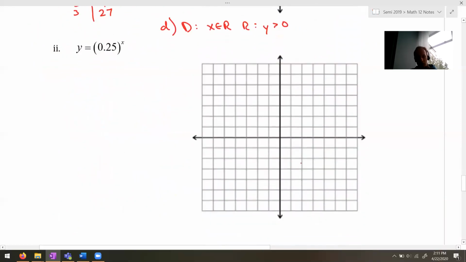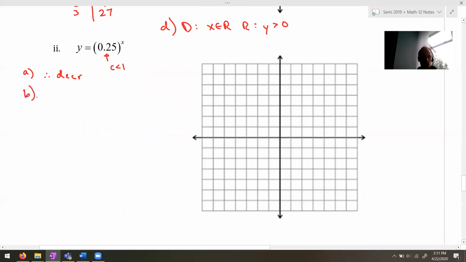Fantastic. Okay, for question 2, we have 0.25, so we have to decide, is this increasing or decreasing? And we look at this and we would say c is less than 1, so therefore it is decreasing. So the general shape of this is going to go swooping down like that.